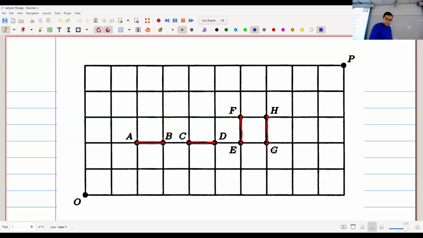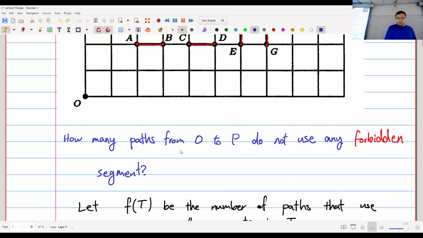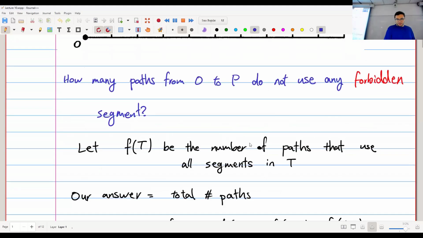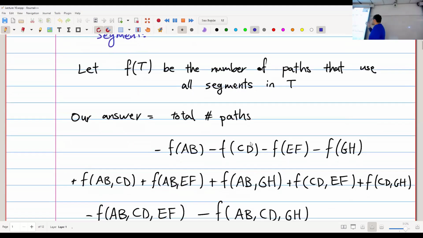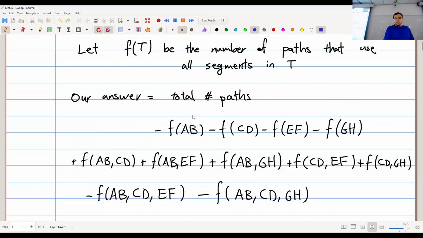Okay. So how many paths do I have from O to P that do not use any of the forbidden segments? Well, let's just do something simple. Let's say FT is the number of paths that use all the segments in T. So T is a set. Okay. So my answer would be the total number of paths minus the paths that go through AB and the paths that go through CD and so on. Basically, for every segment, I say how many paths go through this segment, and I subtract those.